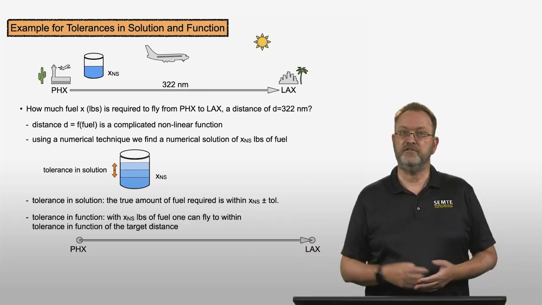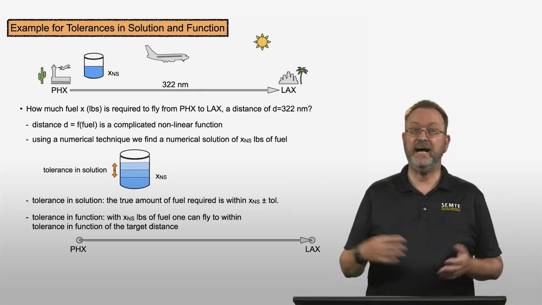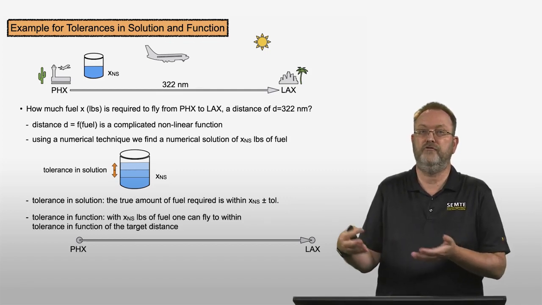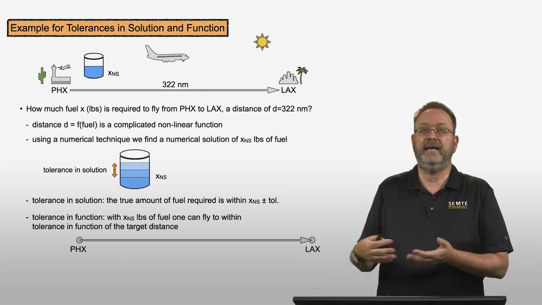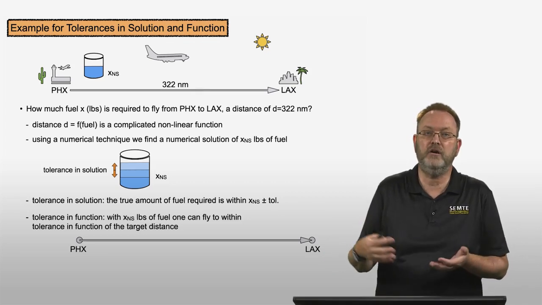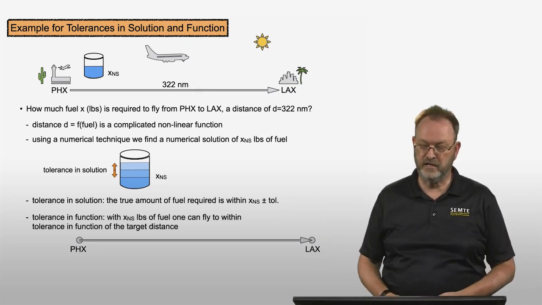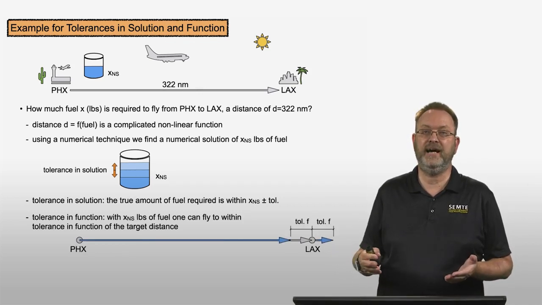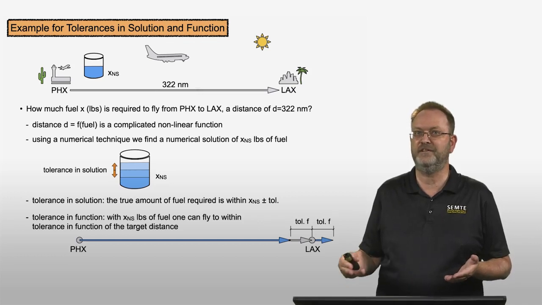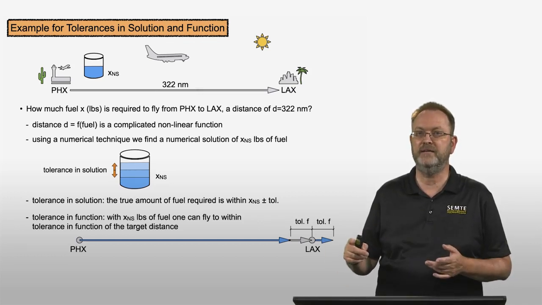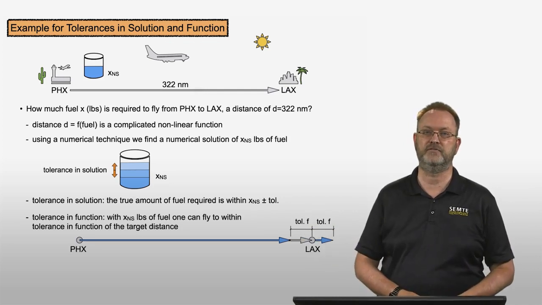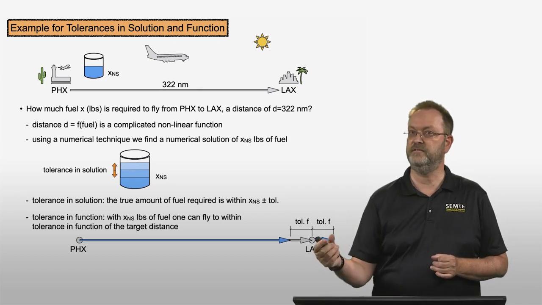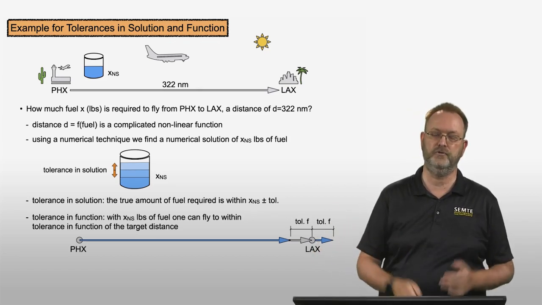The tolerance in function, on the other hand, asks something different. It asks, with my numerical solution pounds of fuel, can I fly to within the tolerance in function of the target distance of LAX? So the tolerance in function will tell me I can fly to LAX, the 322 nautical miles, plus or minus the tolerance in function nautical miles. So this tolerance is on the target value of the distance and not on the amount of fuel that I would need.